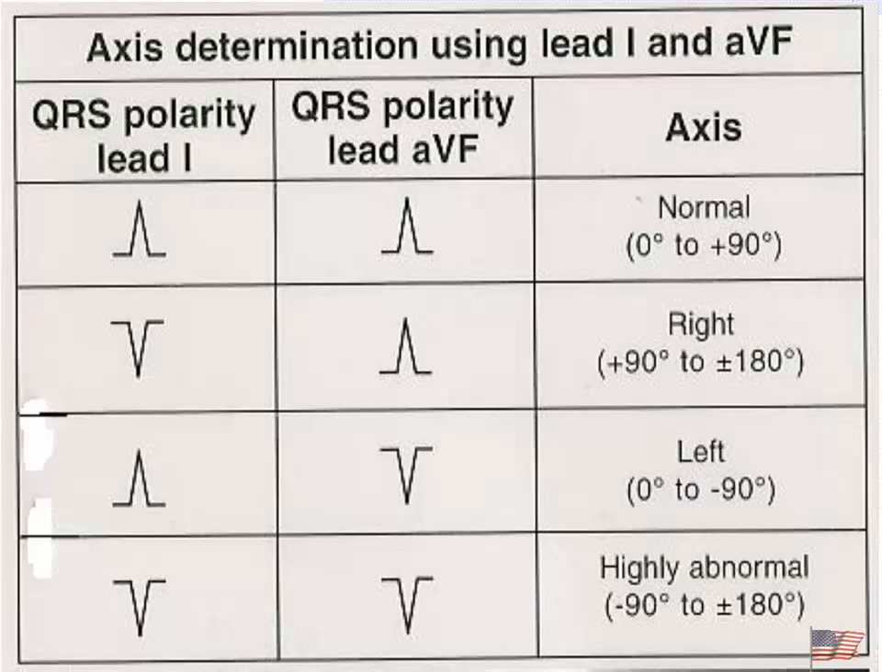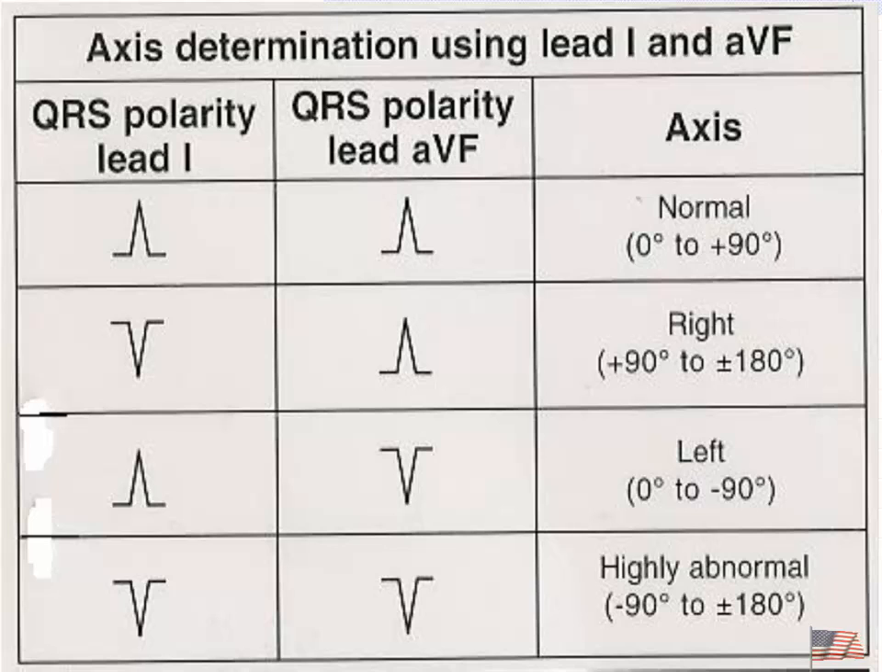So how the hell do we determine the axis deviation? I'm going to give you the simple method. There's tons of stuff out there. I'm glossing over this. I'm making it easy. We look at two leads, and we ask ourselves, is that QRS complex predominantly positive or predominantly negative? I look at lead 1 and I look at lead AVF.